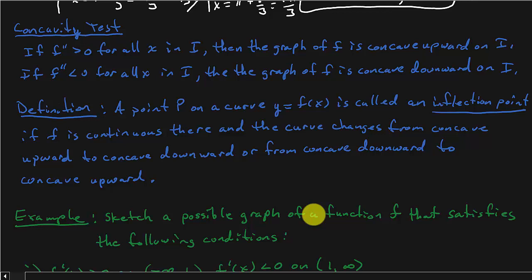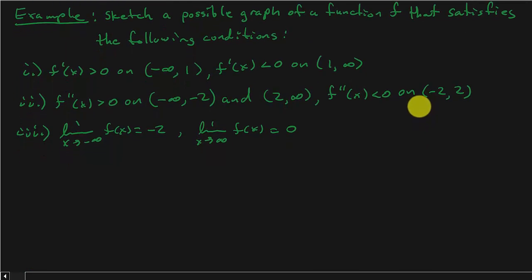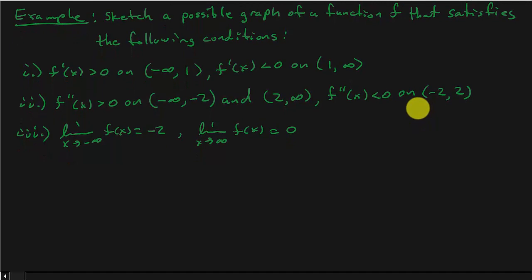All right. So what we want to do now is be given some information, and sketch the graph. In other words, something like this. It says sketch a possible graph of a function f that satisfies the following conditions. F prime is positive on this interval, it's negative on this interval. F double prime is positive on this interval and this interval, and it's negative on this interval. And then we have some limits that it gives us. All right. And they want us to sketch the graph.